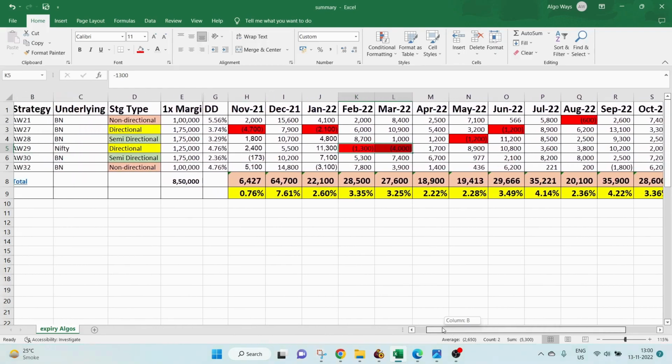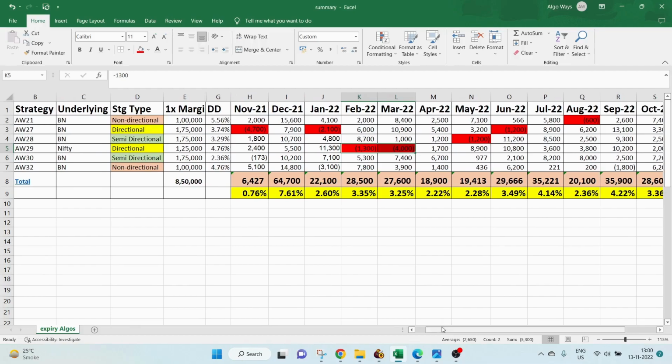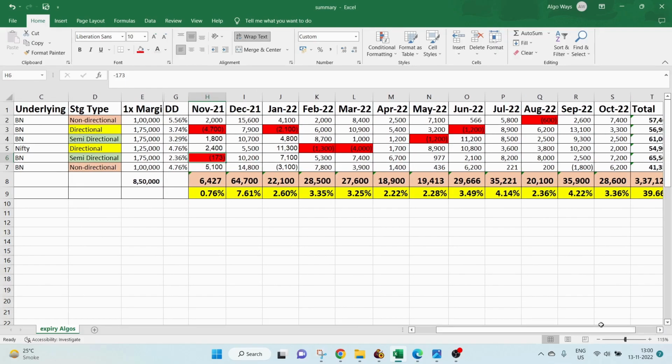Next one is AW30, which is again a semi-directional strategy, which has the least drawdown among all, 2.36%. As far as we see, there is hardly any negative month. There is 1 month which has 173 rupees loss, otherwise all the months are positive, with a yearly return of 65,000.